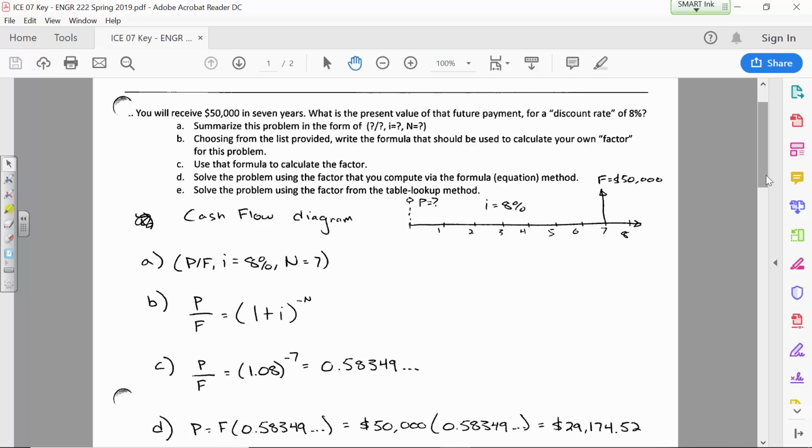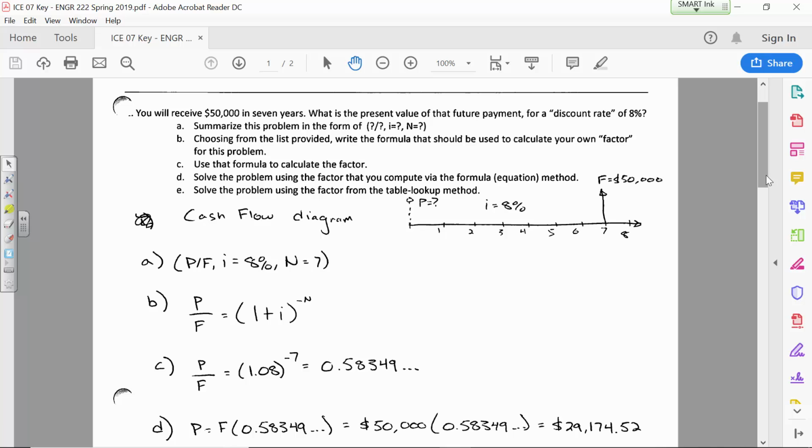Because it's conceivable that you could say I equals 0.08, so writing the number as a decimal rather than as a percentage. So just so nothing is left up to uncertainty or interpretation, we just write all of the information that's required. Okay, part B. Choosing from the list of equations that I gave you, that handout with all the formulas, write the formula that should be used to calculate your factor. And so what's the equation? The equation is P divided by F is 1 plus I to the minus N power.